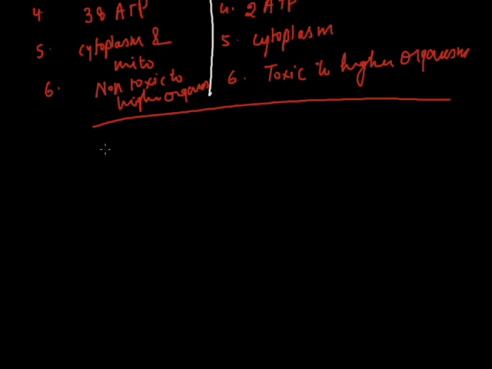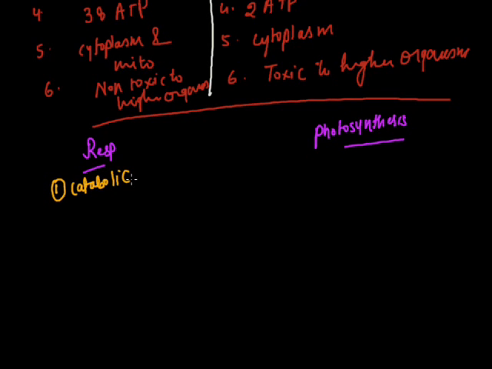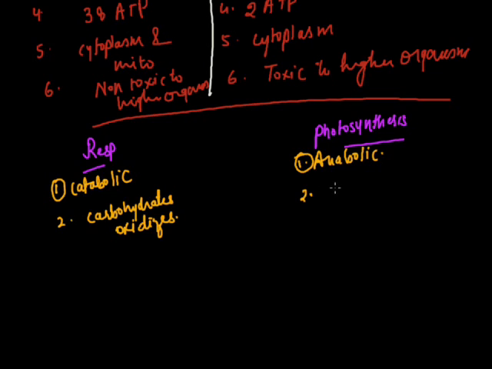As I told you, respiration and photosynthesis both can be called metabolic processes. So there are a few points of differences between these two also, respiration and photosynthesis. Respiration can be called a catabolic process. On the other hand, photosynthesis is an anabolic process. Here the carbohydrates are oxidized. On the other hand, here there is synthesis of carbohydrates, that is, carbohydrates are synthesized.